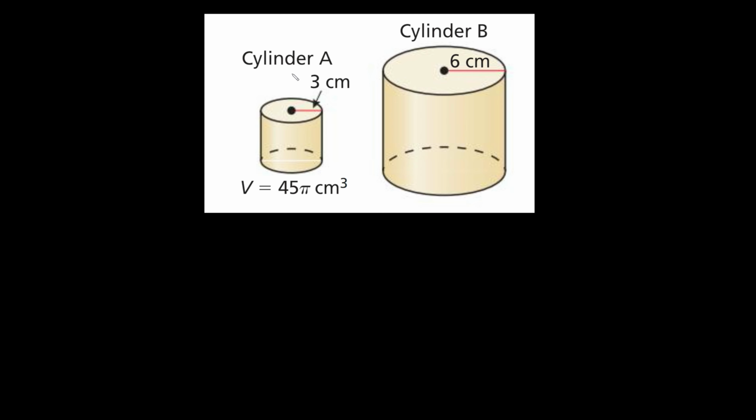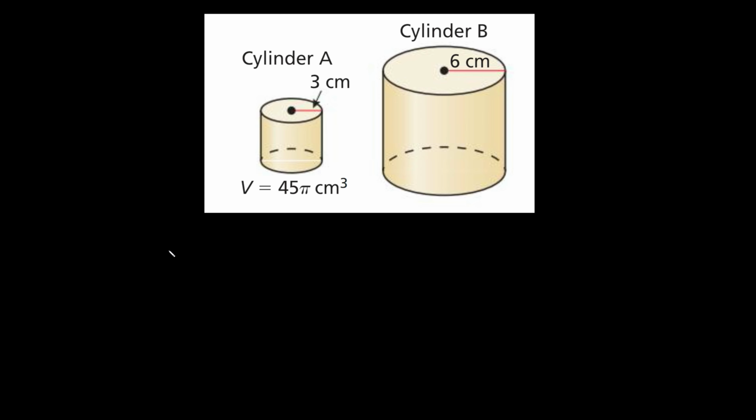So here we're told that these two cylinders are similar. Okay, and we're given the volume of this smaller cylinder, cylinder A, and we're also given the radii of the two cylinders. So cylinder A has a radius of 3 centimeters and cylinder B has a radius of 6 centimeters.